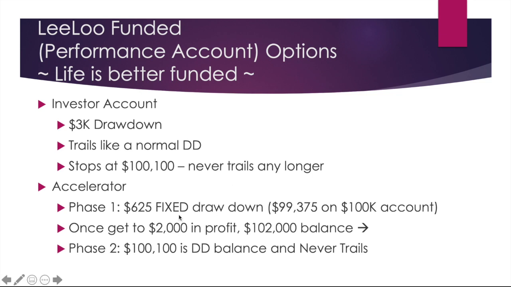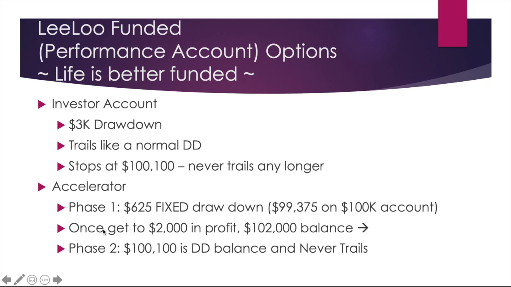The accelerator, which I'm in, is slightly more confusing. There are two phases to the accelerator funded account. Phase one is you get a 625 fixed drawdown. So it's not going to trail. There's no trailing in this example. You have a 100K account, your drawdown is 99,375. Every dollar you make above 100K is $1 in additional drawdown that you have, because this is not going to change. And I have a little graph drawn out in a second.